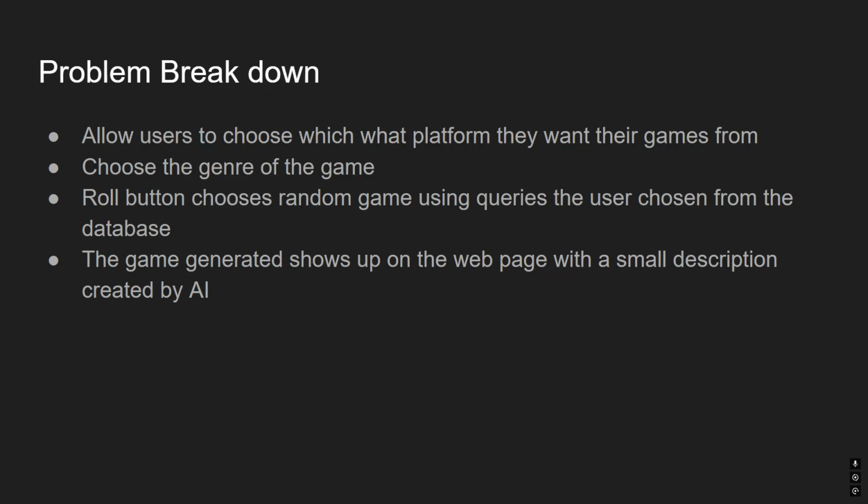And then they just have to hit a roll button, and that will send a post request that will query the database with the selected platform and selected genre, and it will return a random game from that genre and from that platform. Then that game will be generated onto the user's screen, and it will also be sent to an AI API that will return a small description of the game to the user as well.